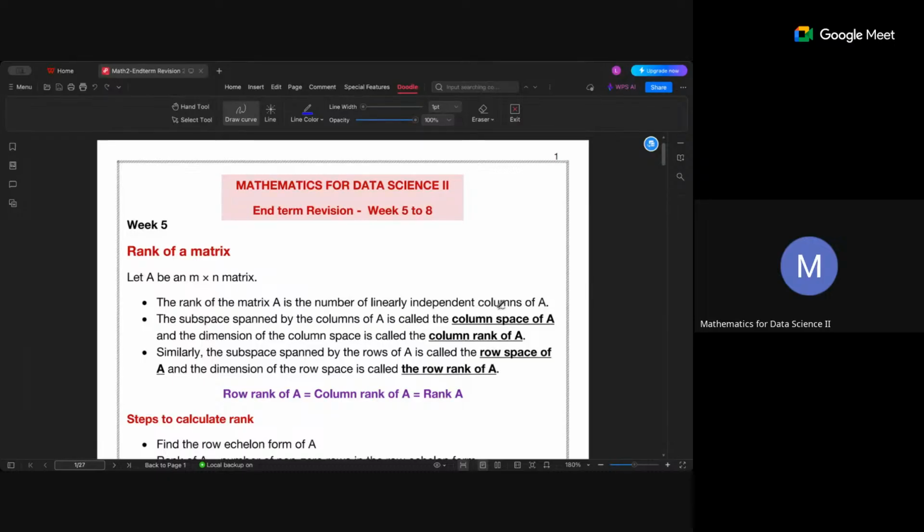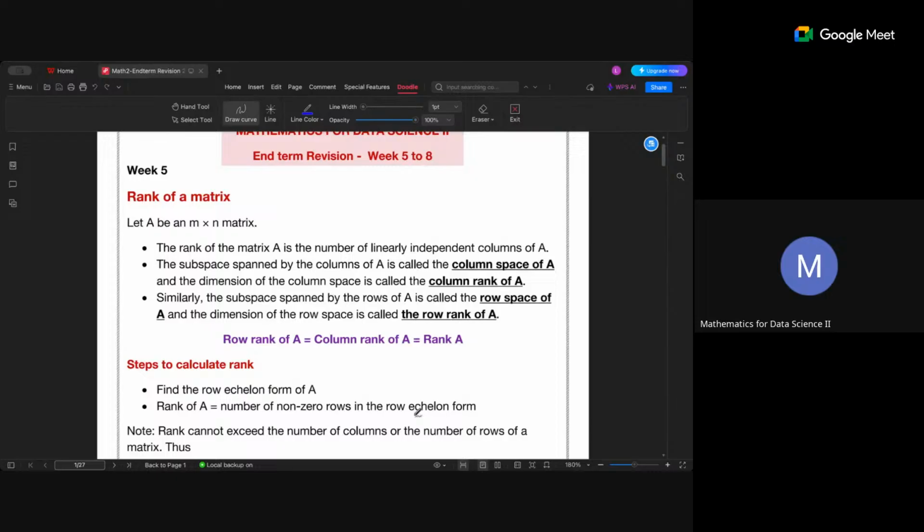But this is not the only way to compute the rank. The subspace spanned by the columns of A is called the column space, and the dimension of this column space is the column rank. Similarly, the subspace spanned by the rows of A is the row space of A, and its dimension is called the row rank. We know that the rank, column rank, and row rank are all the same, right? But usually what we do is find the REF form and look at the number of non-zero rows in the REF form to find the rank of the matrix. This is the usual way to find the rank of the matrix.